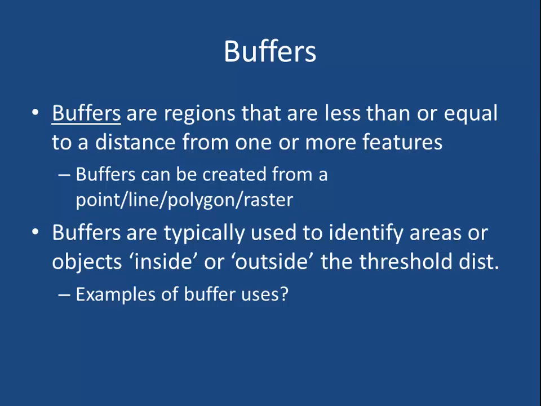Can you think of any examples where you might use a buffer? One example of a use of a buffer could be to determine how many homes are within a mile of the coastline. In this case, the coastline is the input, 1 mile is the threshold distance, which results in a polygon that extends 1 mile out from the coastline. We can then perform a spatial selection by selecting all the houses that are inside the buffer.